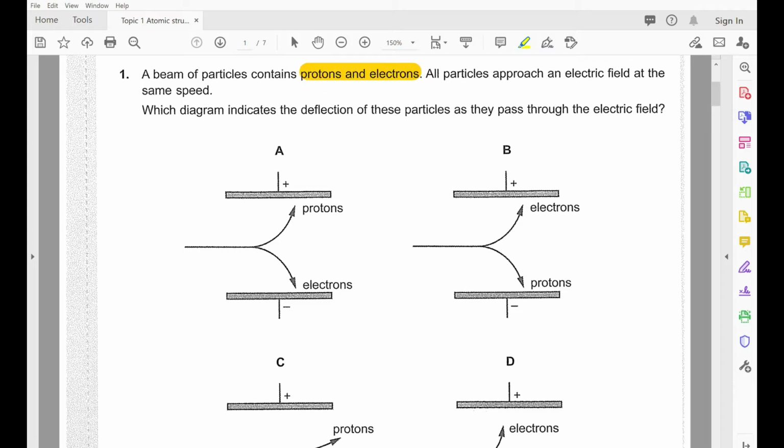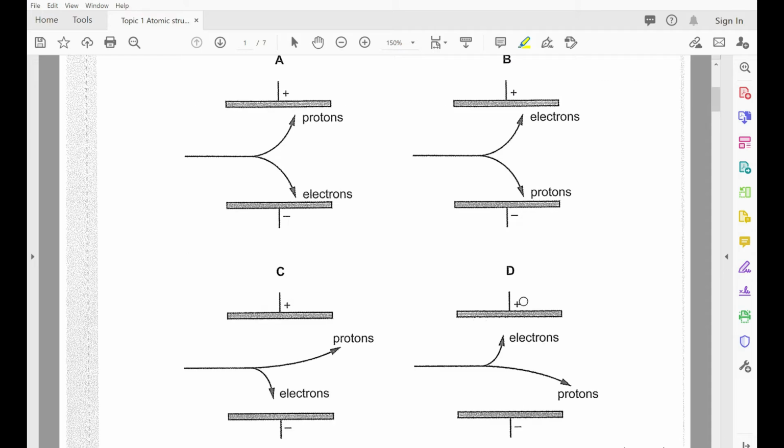All particles approach an electric field at the same speed. Which diagram indicates the deflection of these particles? So the particles that have the lighter mass will be deflected more. Therefore, electron is going to be deflected more towards the positive charge and protons towards the negative charge, but not so much deflection. So answer is D.